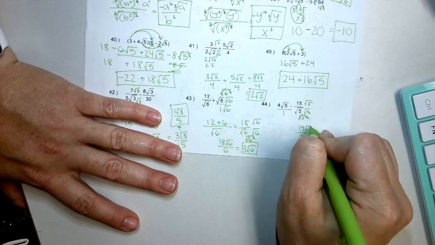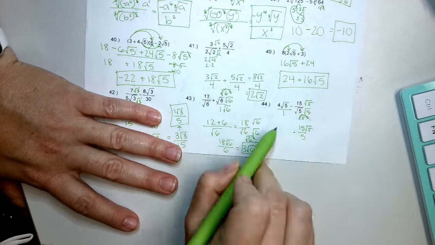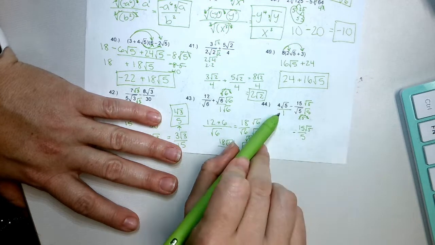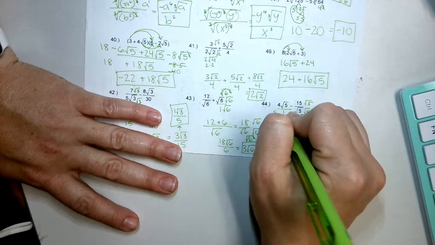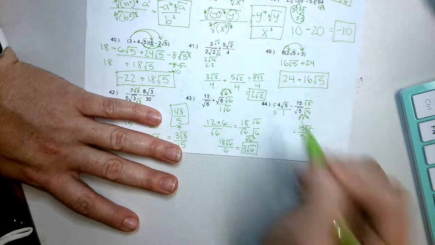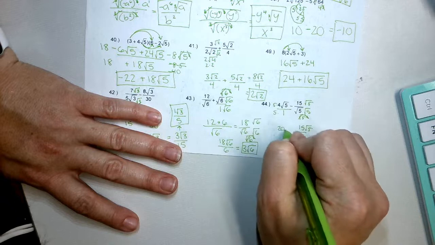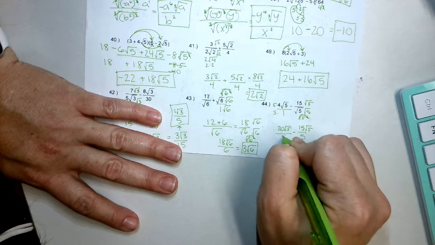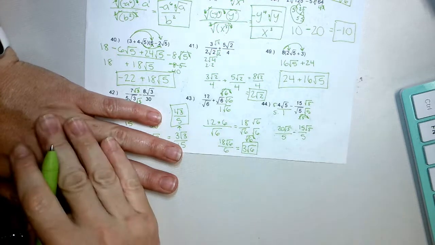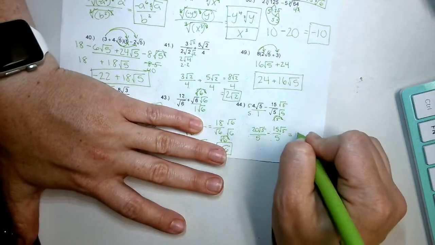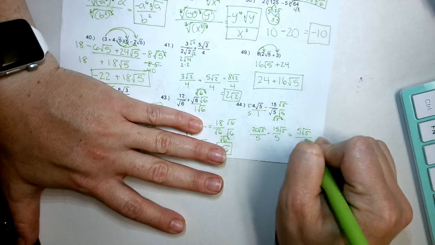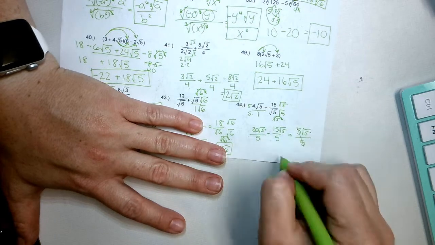Minus, well, if this is a denominator of 5, can I multiply this by 5 to become a denominator of 5? So times 5 times 5. What's 5 times 4? 20 minus 15? So I have 5 root 5 over 5. Well, the 5's cancel, and my final answer is just root 5.